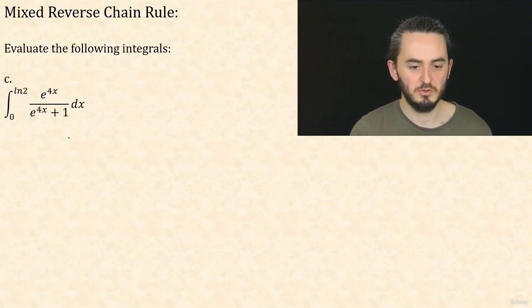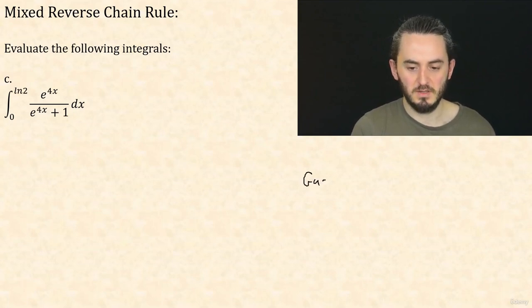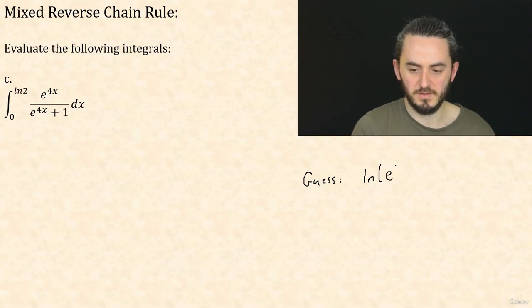Now a definite integral, and we're going for the integral between 0 and ln 2 of e to the 4x over e to the 4x plus 1. Okay, so since I've sort of got the derivative of a function over a function, I'm going to guess that the answer is just ln of e to the 4x plus 1.